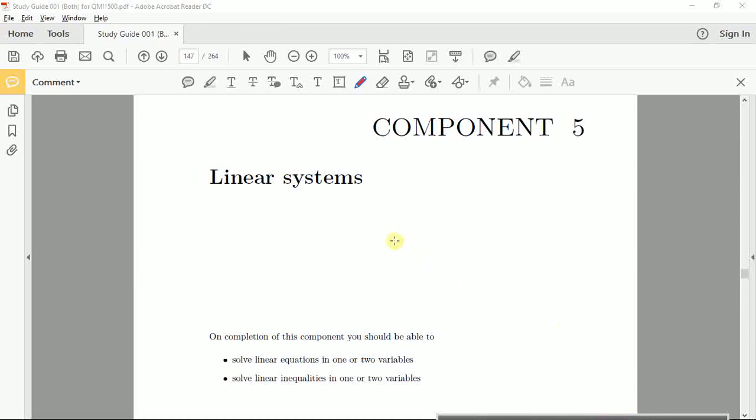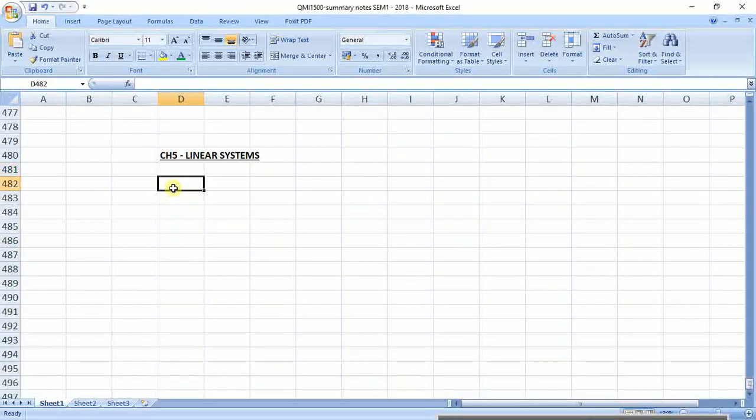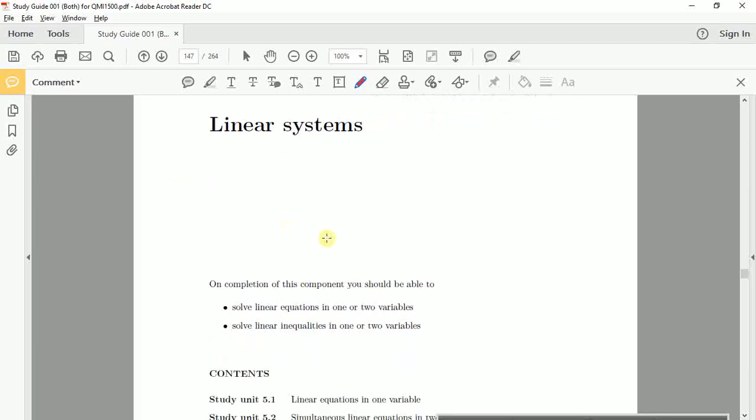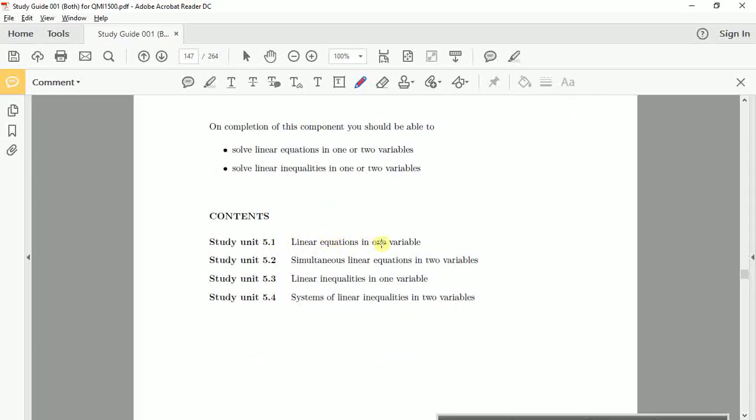Perfect. So last bit for today, chapter 5, linear systems. Chapter 5 is looking at application, so application of the straight lines. In other words, we're going to be applying what we just looked at, except we're going to be looking at different scenarios: one variable, two variables, or inequalities. Inequalities, remember, those signs: less than, greater than, equal to, all of that stuff.